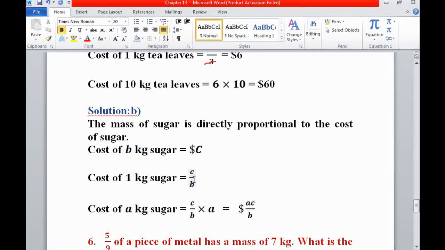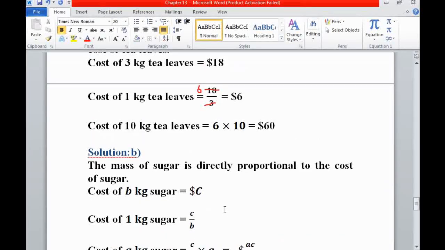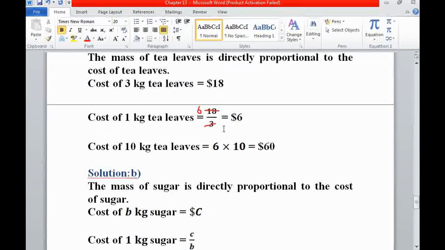Okay, now after this fraction, let's find the cost of A kilogram sugar. So simply we will multiply this variable A by this fraction C upon B, just like we have done in the first part of the question, where we calculated the cost of 1 kilogram of tea leaves and then the cost of 10 kilogram tea leaves by taking the product of 6 and 10.